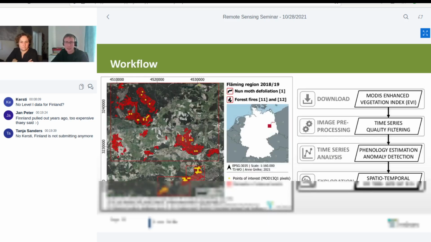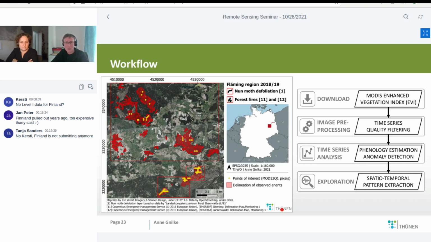Just to give you a more detailed impression of what I'm talking about, now we zoom in again on this map. This is the Fleming area I was talking about. The red polygons show the disturbed areas, whereas the yellow dots are pointing at the center of each MODIS pixel. You remember the satellite image EVI pixel, which we then, and now I'm coming to the workflow, downloaded. So for each of the disturbed areas, we downloaded a sample of 20 MODIS pixels for the last 20 years.